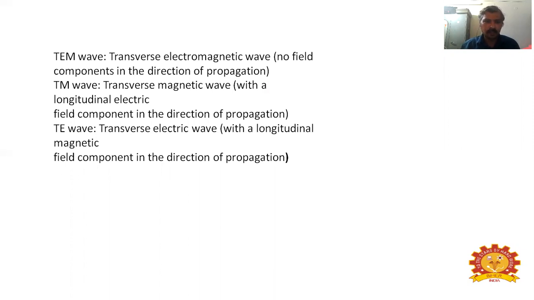These are the different kinds of waveforms that we have in electromagnetic fields. That is a TEM wave, TM wave, and TE wave. Thus we have transverse electric wave, transverse magnetic wave, and transverse electromagnetic wave, and you see these three waves with their components.